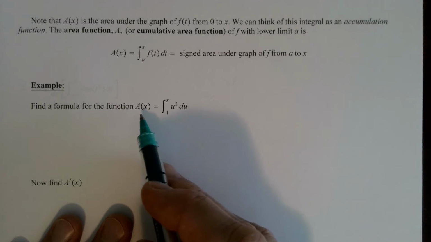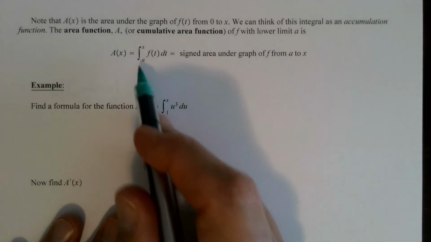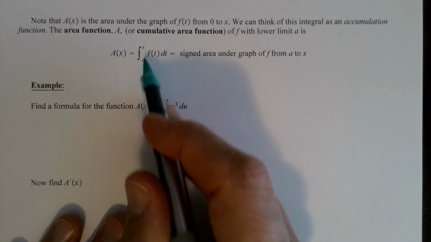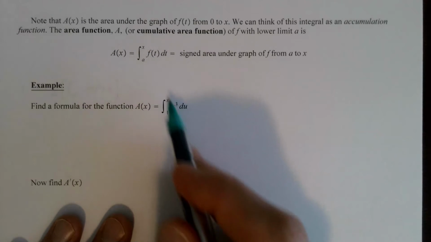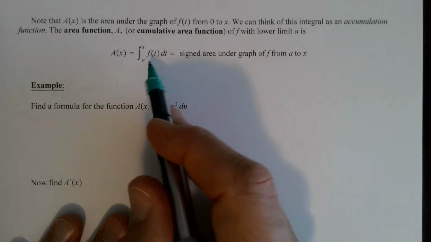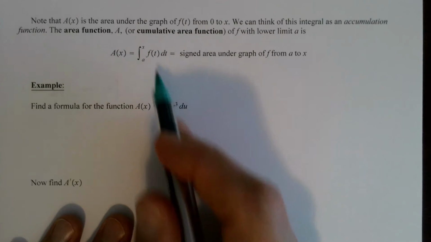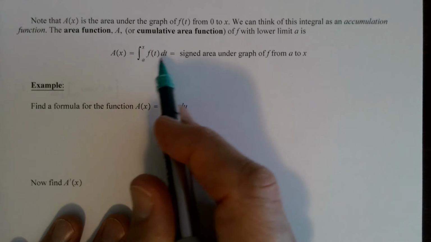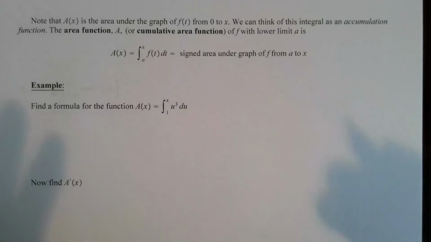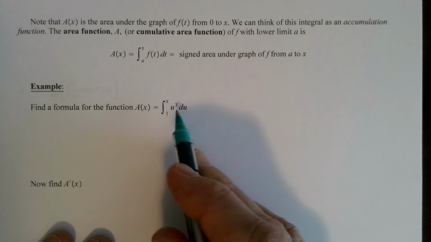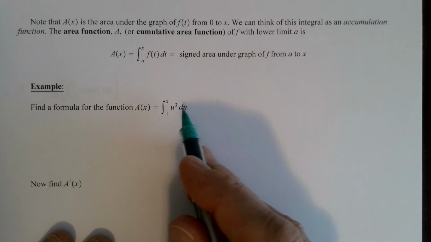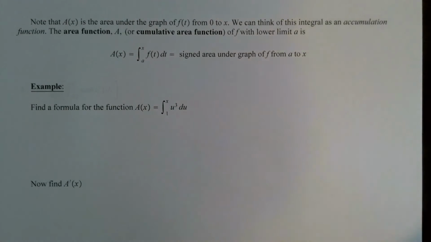This is an accumulation function, right? A this time is 1, right? From a to x, from 1 to x. And now you say, what's this u? Well, I'm just using a different variable than x. Usually we can use t. Here I'm using u. You cannot use x here. This can't be the integral from 1 to x of x cubed dx. That will not work, right?